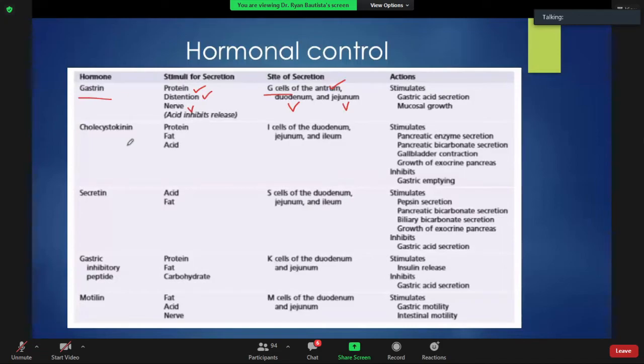Okay. Second, my favorite, your CCK. Your CCK is stimulated by the presence of protein, fat, and hydrochloric acid. It is secreted in the duodenum and small parts of your small intestines, but mainly in your duodenum. Its action, my dear students, is to stimulate pancreatic enzyme, bicarbonate, and this is the one that stimulates the contraction of your gallbladder.